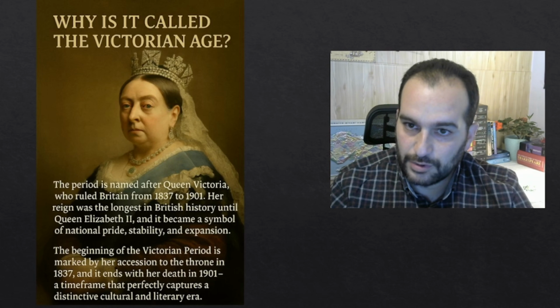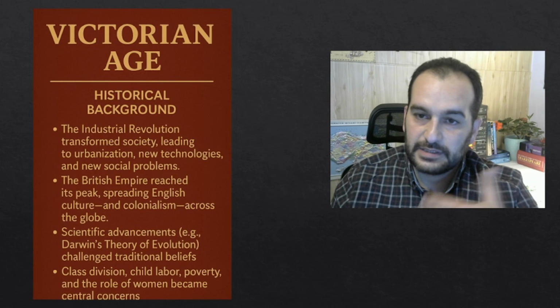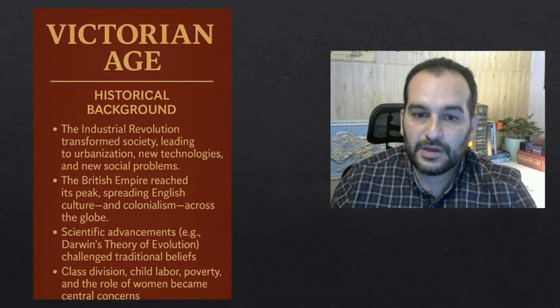This age is named after Queen Victoria, whose long and influential reign symbolized an age of expansion, moral strictness, and progress. Her image and values became synonymous with the cultural and literary atmosphere of the time. So let's get to know some of the historical events that happened during this age.